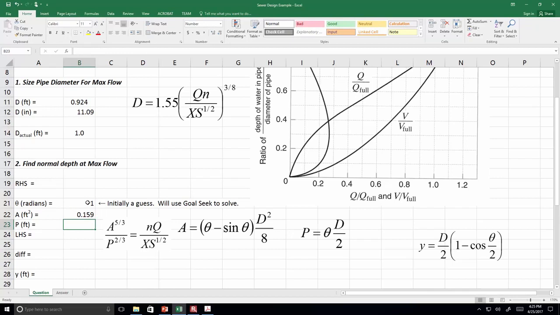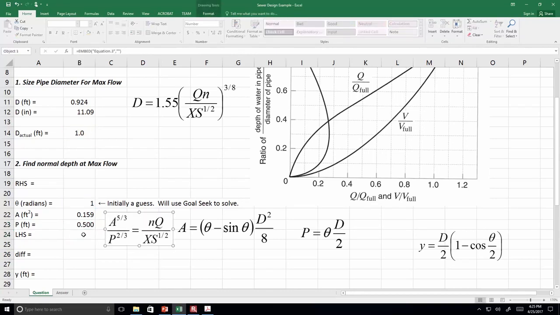All right, and now the wetted perimeter is the angle times the diameter divided by 2. So this diameter divided by 2. So then the left-hand side of this equation is going to be the area to the power of 5/3 divided by the wetted perimeter to the power of 2/3.